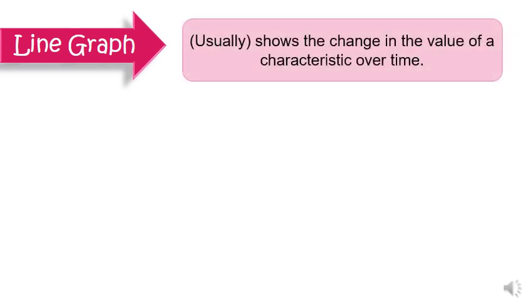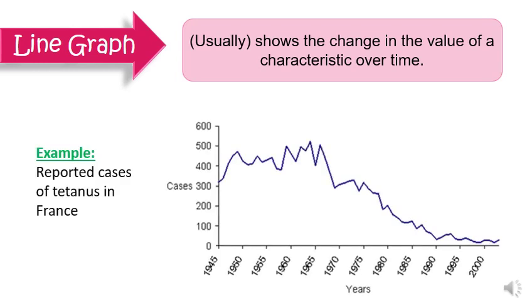So first, our line graph. A line graph usually shows the change in the value of a characteristic over time. So only usually; it is used other ways, you'll see later on. So for example, here we have a graph showing the reported cases of tetanus in France.